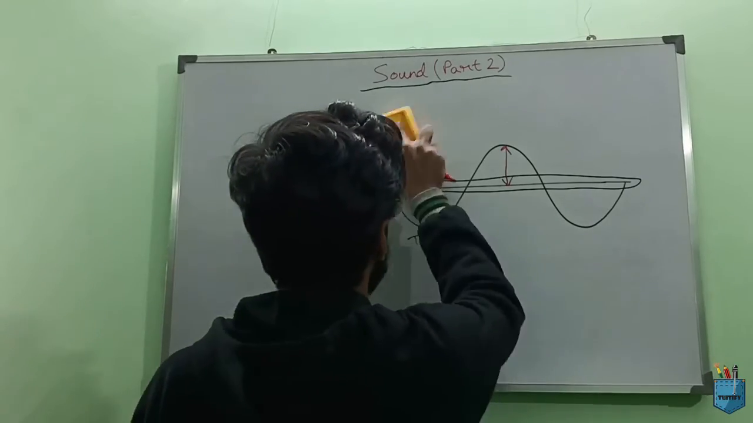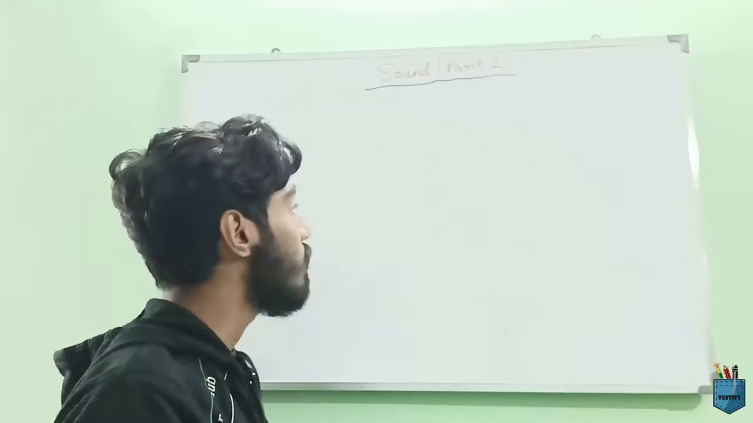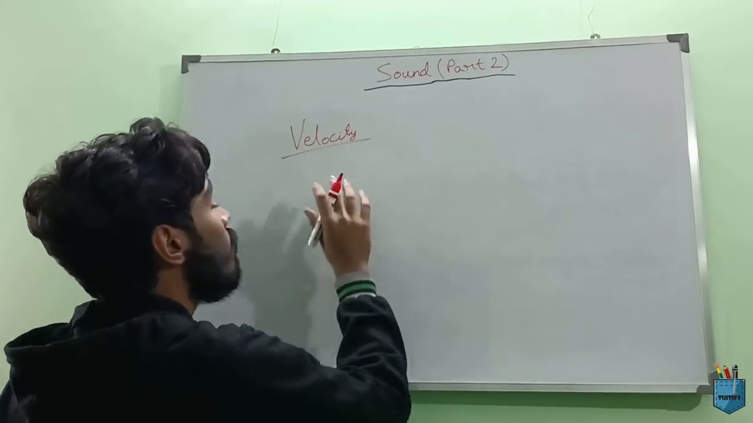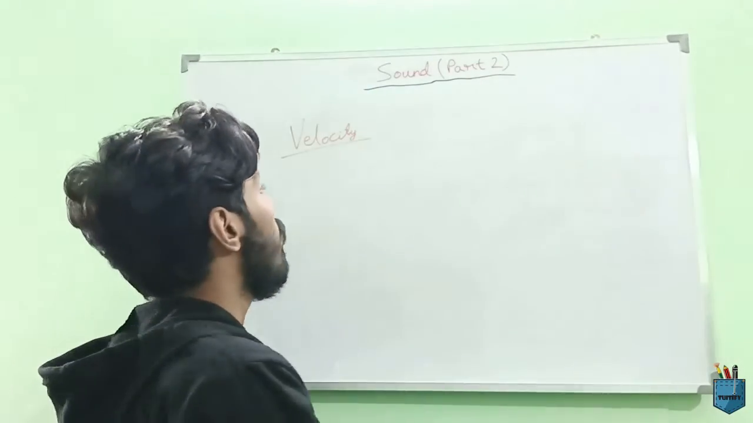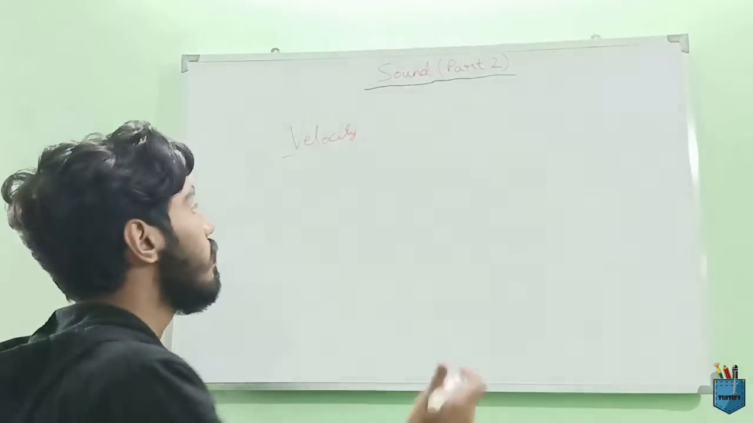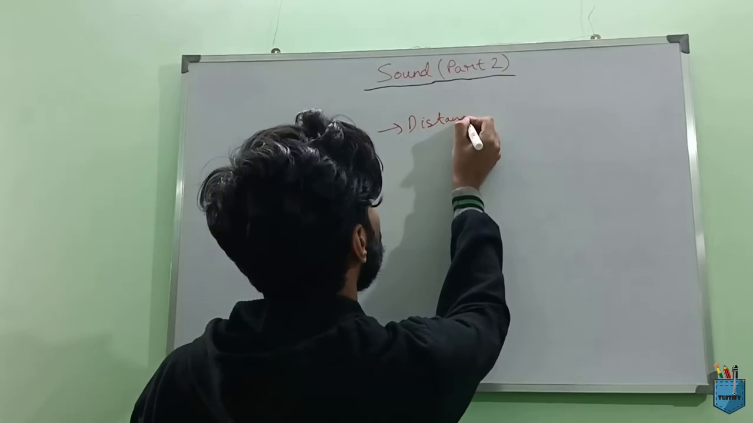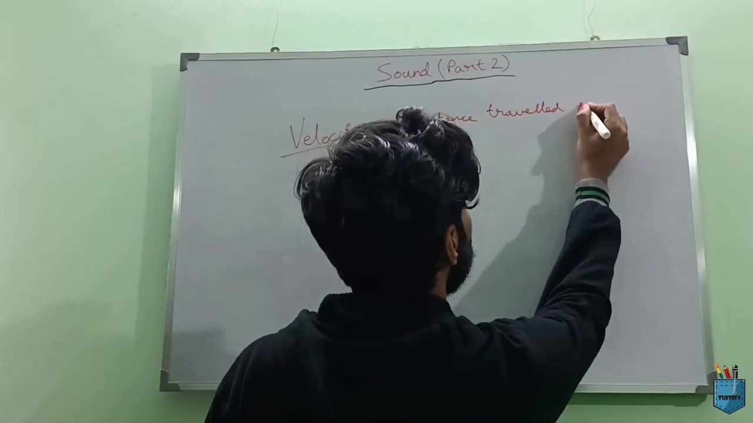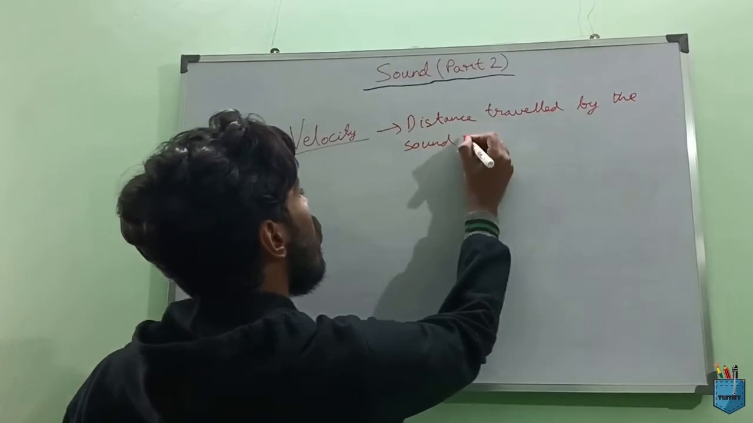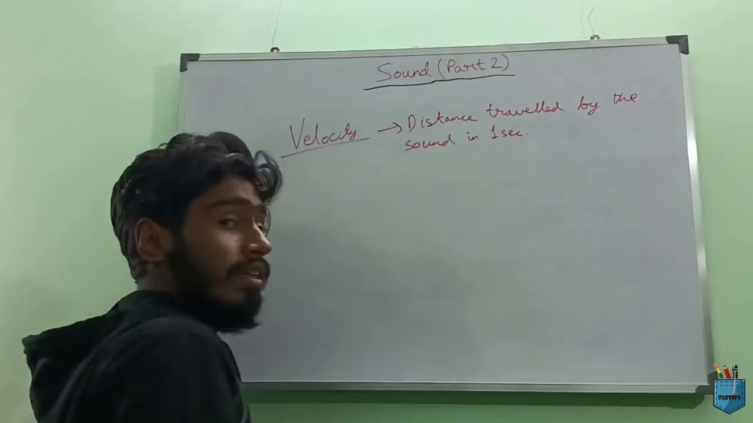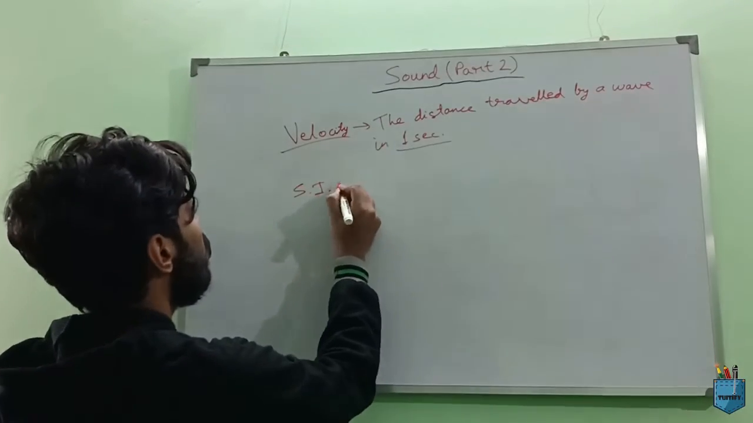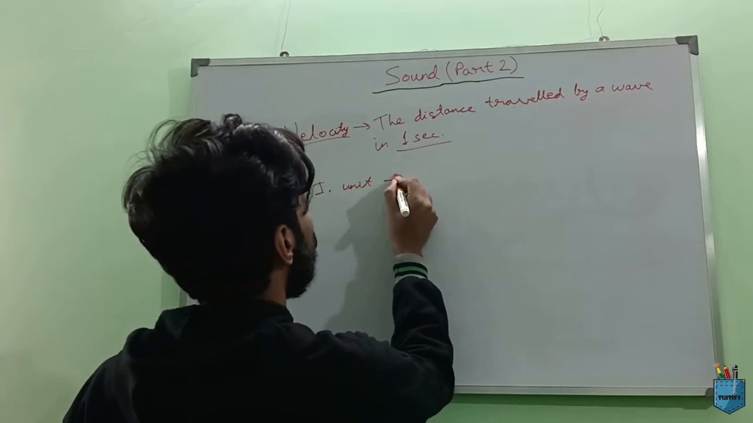Moving to the next characteristic of a wave. The next characteristic is velocity. So what is velocity? Velocity is the distance traveled by the sound in 1 second. The SI unit of velocity is meter per second.